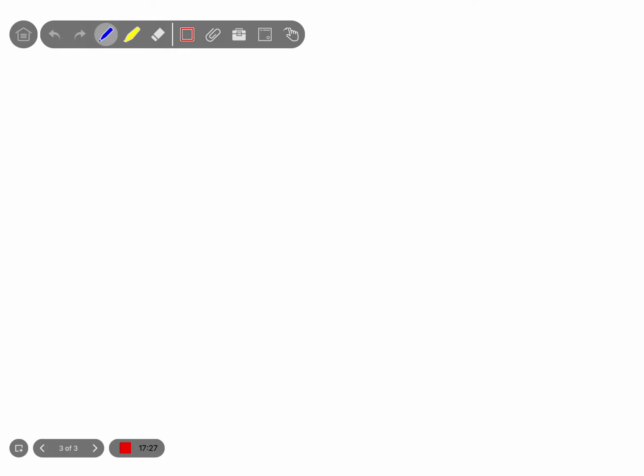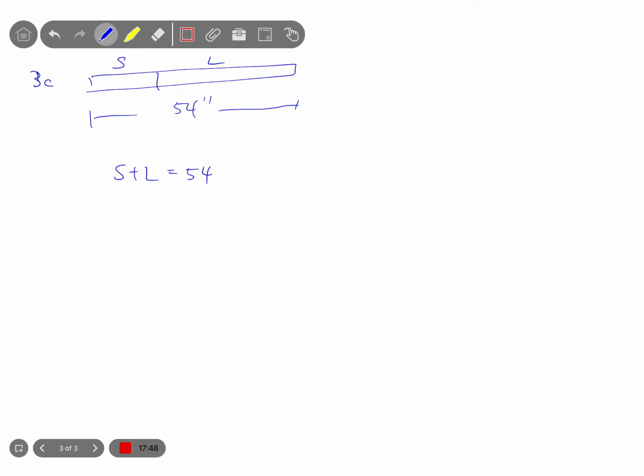All right. Third problem. A rope is 54 inches long, so we drew a picture like this in class. This is 54 inches. And you have a short side and a long side. So in this case, what do we know? We know the short side plus long side has to be 54 because they come from the same rope. And then it says one piece must be 3 times as long as the other, which means, since we have a long piece and a short piece, the long piece is 3 times as long as the short piece.